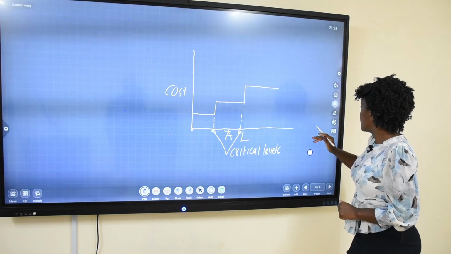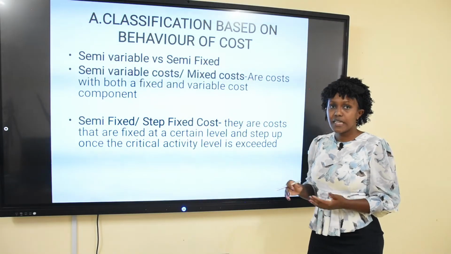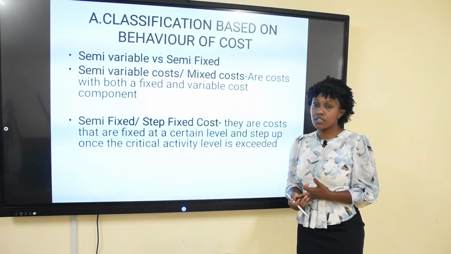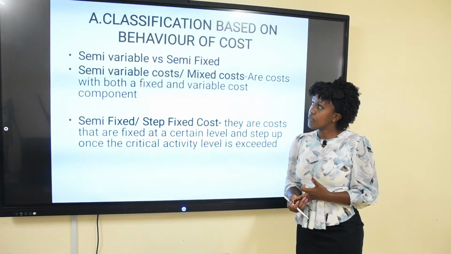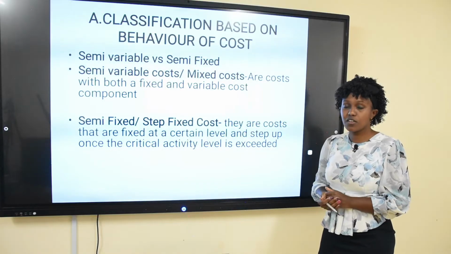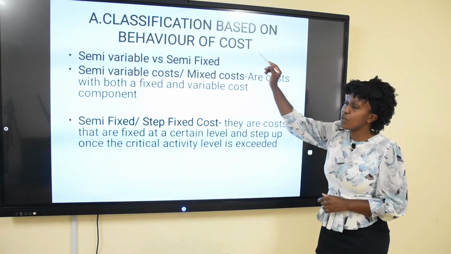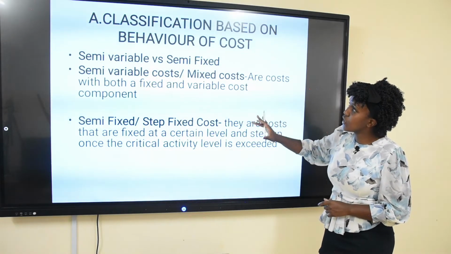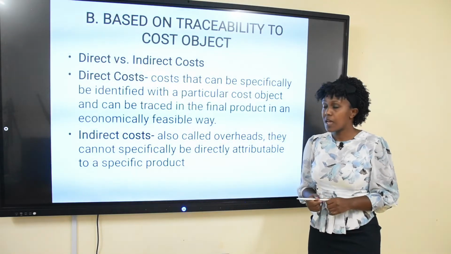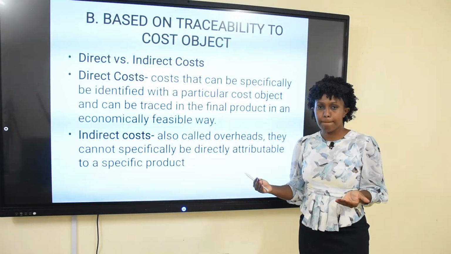So we can go back to another classification. Those four classifications, as we have mentioned, are the variable cost, the fixed cost, the semi-variable cost, or what you call the mixed cost, and also the step fixed cost, which is also called the semi-fixed cost. All these are classification number A, that is based on the behavior of costs. Our second classification, number B, is based on the traceability to the cost object. Now, this classification is either a direct cost or an indirect cost.